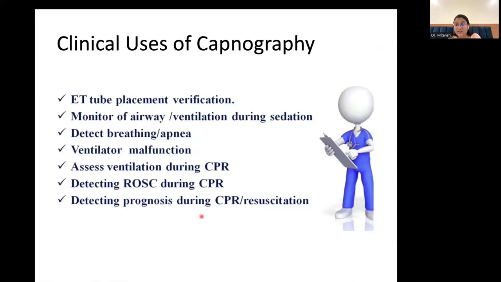Also, it helps in CPR. When you are giving CPR to a patient, if he starts breathing, your immediate detector will be your EtCO2. And also ROSC, return of spontaneous circulation after CPR. If it is a successful CPR and I was able to successfully revive my patient, then it is going to let me know that my patient is now breathing well. And it also detects the prognosis. If my patient is generating adequate tidal volume, that means he does have a better chance at revival and being alive.